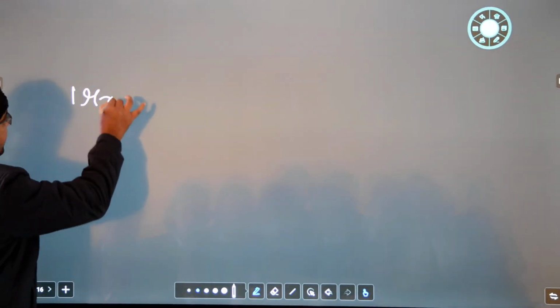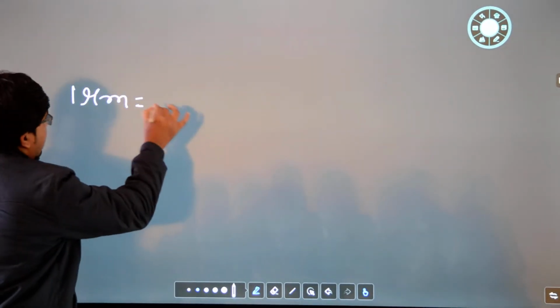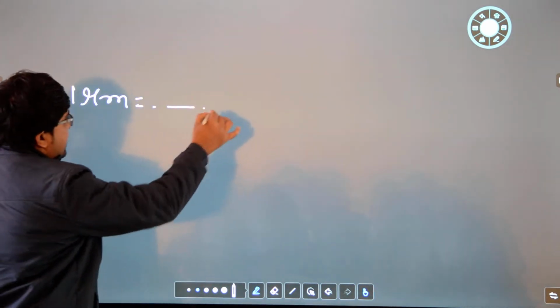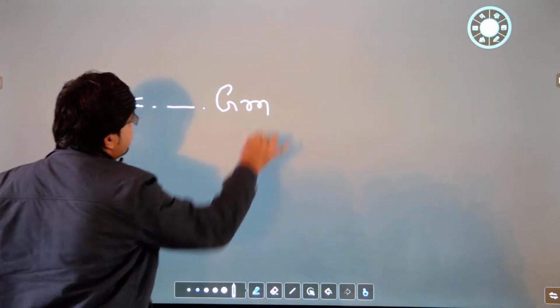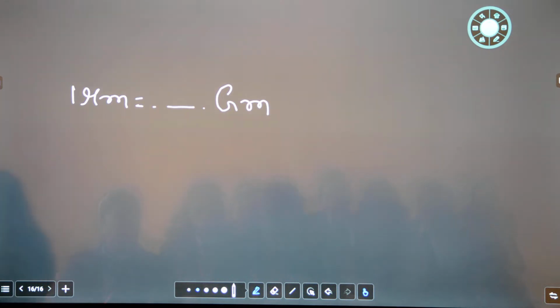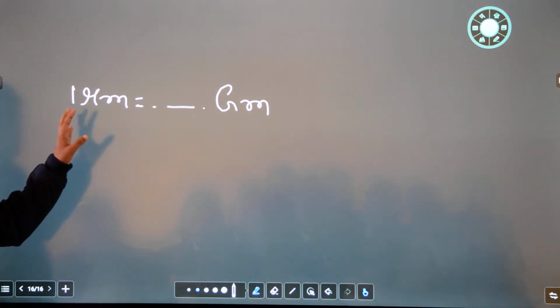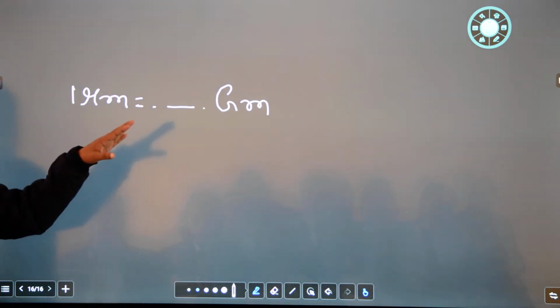1 micrometer equal to dash gigameter. You have covered this question: micrometer to gigameter.